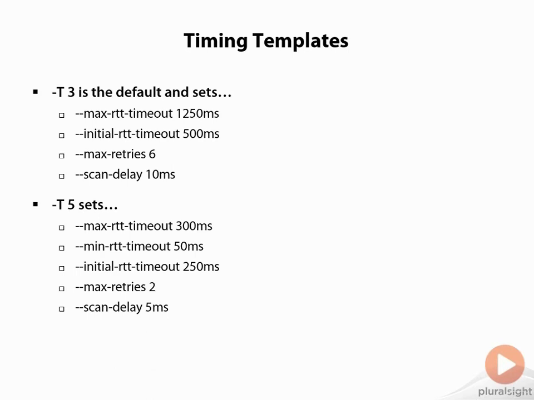Also be aware that the super slow setting T0 or paranoid sets the --scan-delay option to 5 minutes and disables parallelization. This equates to sending out 1 packet every 5 minutes. That truly is paranoid and could take a very, very long time to complete a scan.